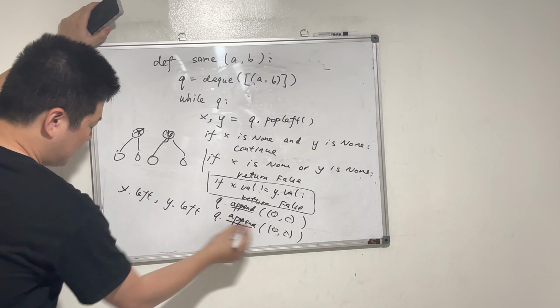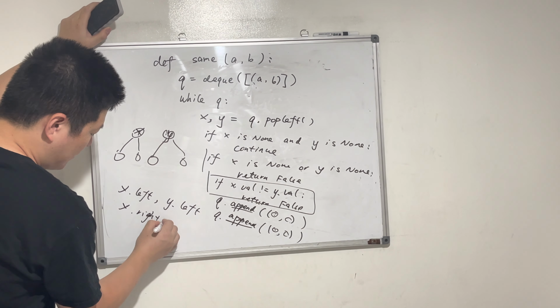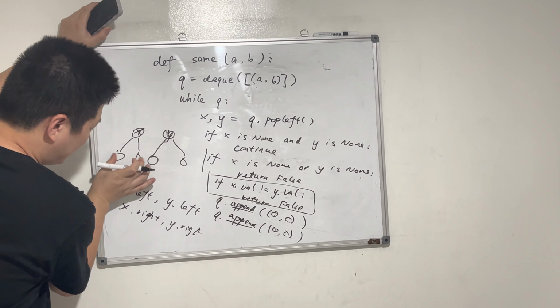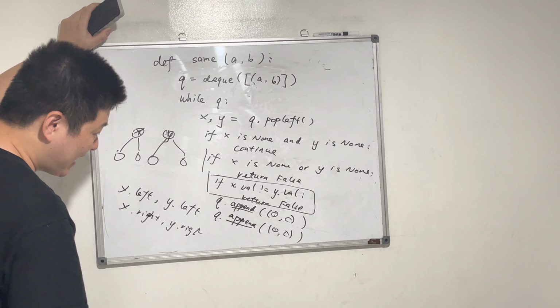And X dot right and Y dot right. Does it make sense? Yeah. We want to push the pair of the nodes comparison and then it will go to the next one, right? Got it? Yeah. Does it make sense?